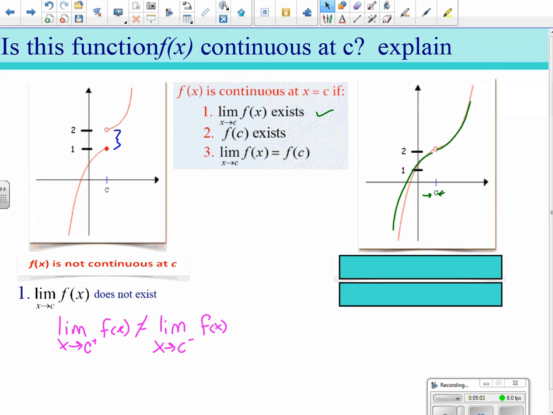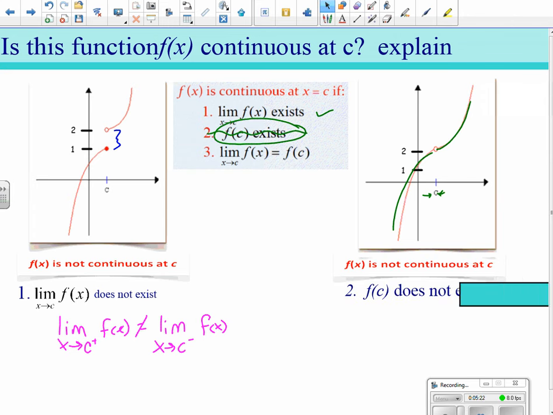Well, no, because I have to go on further now. Does f of c exist? Is there a point that is in existence as I plug in c? And for this one, we can clearly see that it is not. And therefore, if this fails, then we have to say that the function is not continuous at c, and there's the reason why.